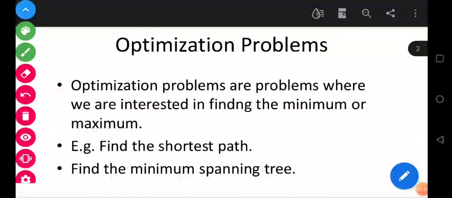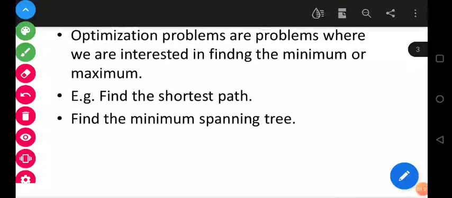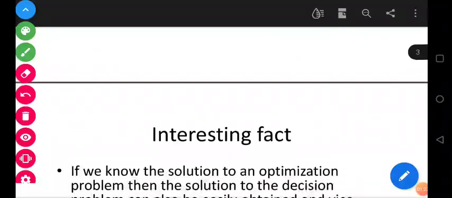So there is another category of problem which is known as optimization problems. Now optimization problems are problems where we are interested in finding the minimum or maximum, like finding the shortest path between two vertices, finding the minimum spanning tree of a graph. All these are examples of optimization problems.